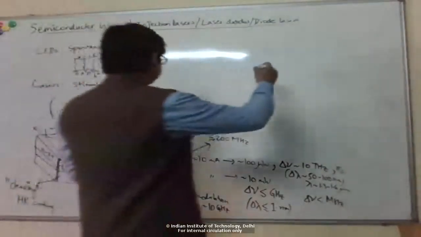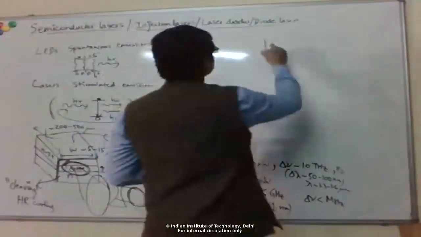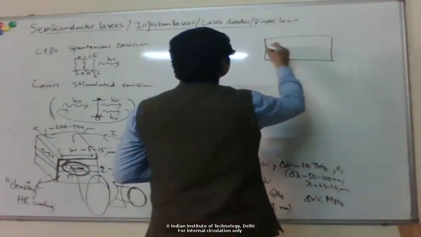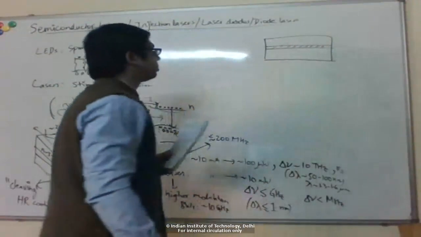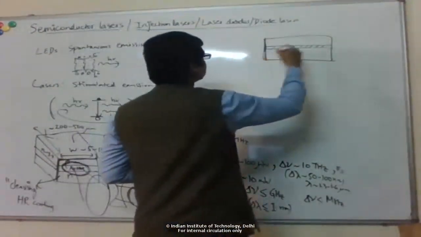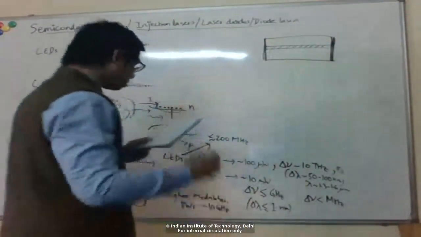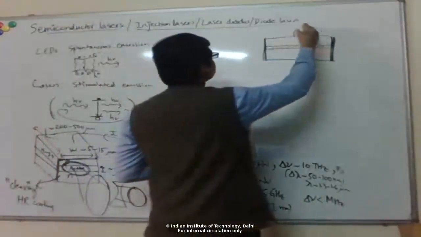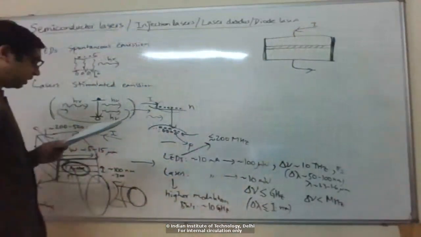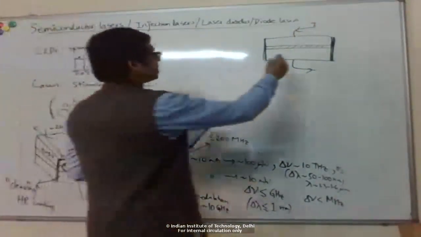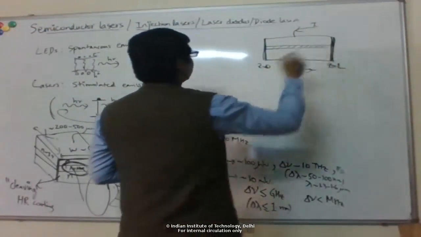So if you look at this device from the side here, you have this active region where the light emission is taking place, and these two facets are acting as mirrors. And you have current injection into the device, which is creating population inversion and gain. So you have this gain medium within this cavity of length L.